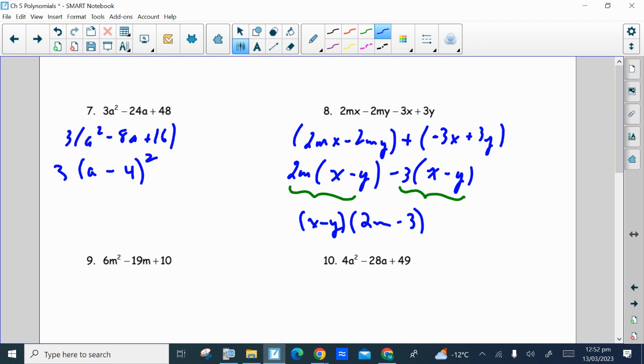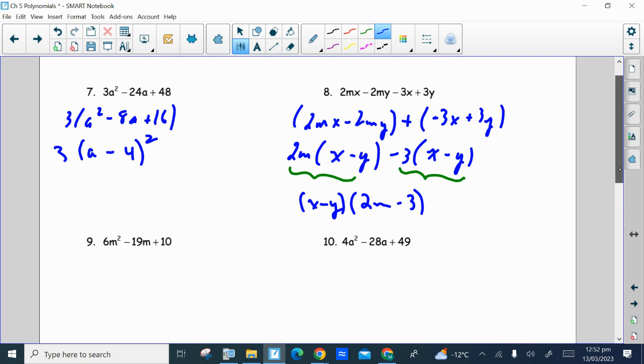So there's your factors. And if you check this using the distributive property, the x times the 2m is 2mx, which is that first term. The x times the -3 is -3x. The negative y times the 2m is minus 2my. That's that term right there. And the negative y times the -3 is positive 3y. That's that term right there. So it checks if you multiply it out.